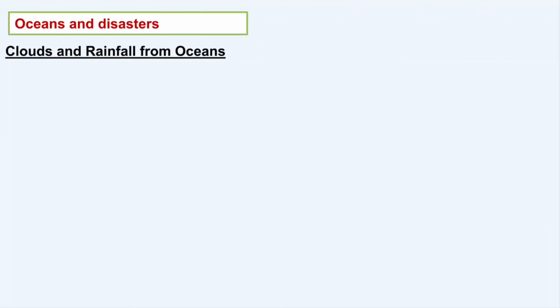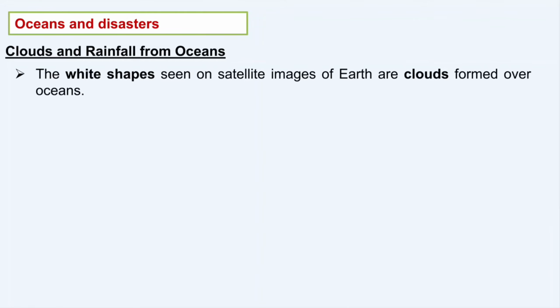And we have witnessed so many disasters also, and there is an example given in your textbook, which was in the Andaman and Nicobar area, which we have already learned. The white shapes seen on satellite images of Earth are called cloud forms over oceans. The white patches which I have already shown you on the map are the clouds. Because of oceans only we are getting rain.